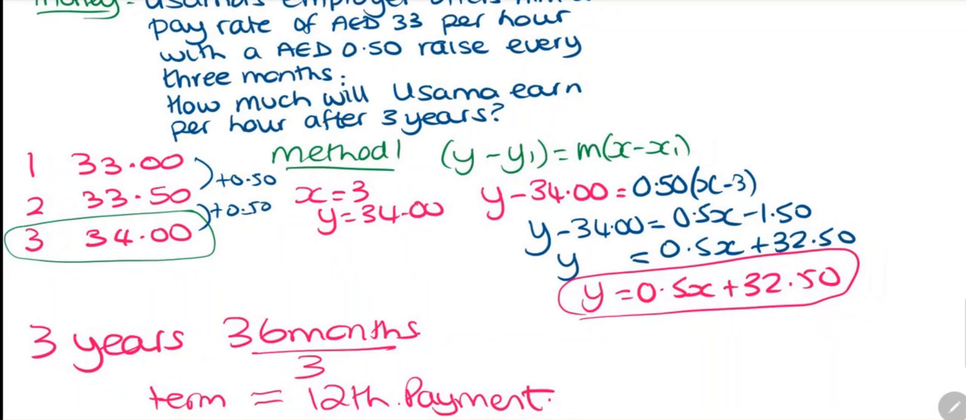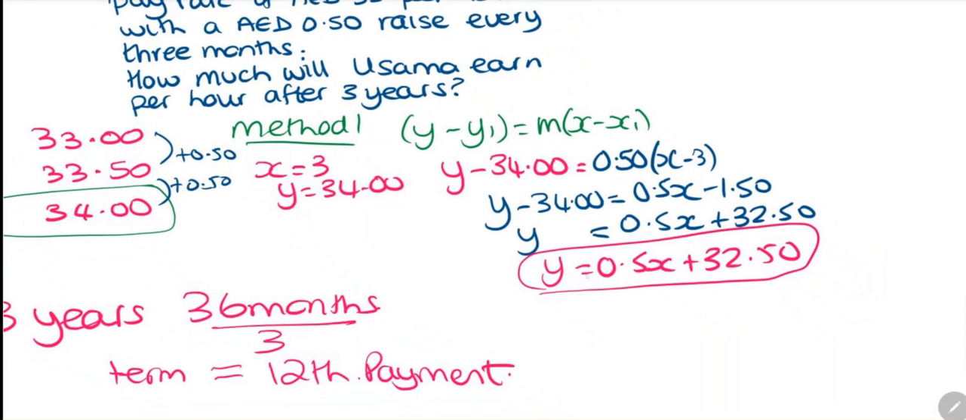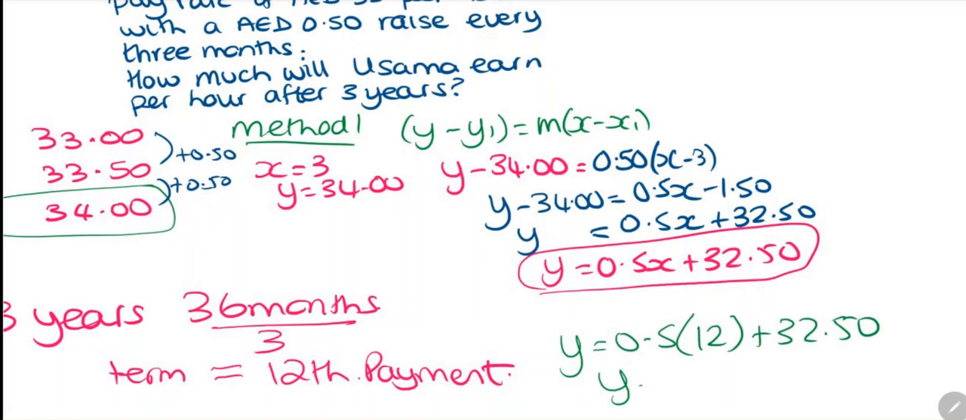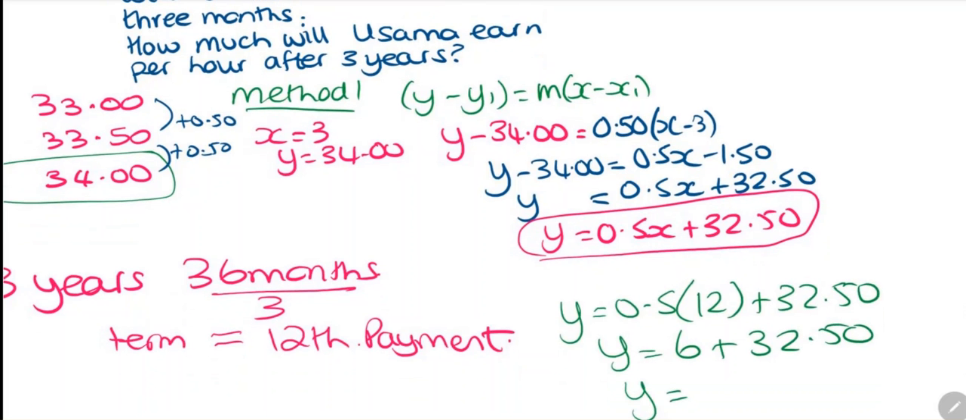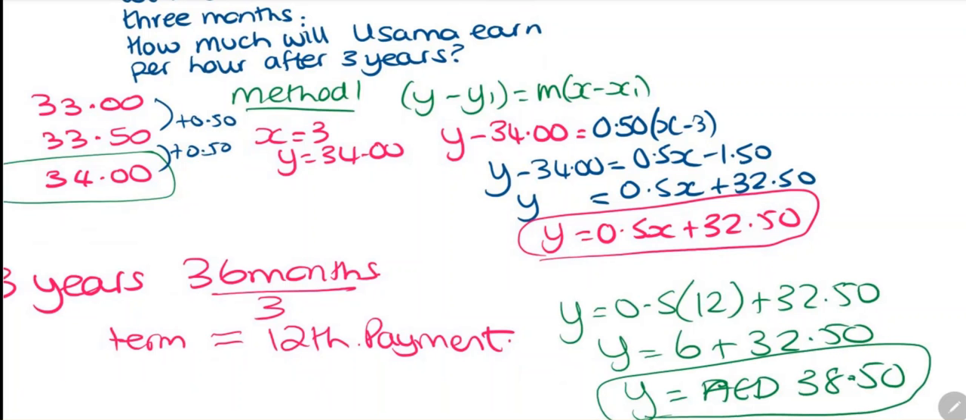So we're just going to substitute in our value. So here y is 0.5 times 12 plus 32.50. So half of 12 is 6 plus 32.50. So we can say after 3 years, Usama will get paid AED 38.50.